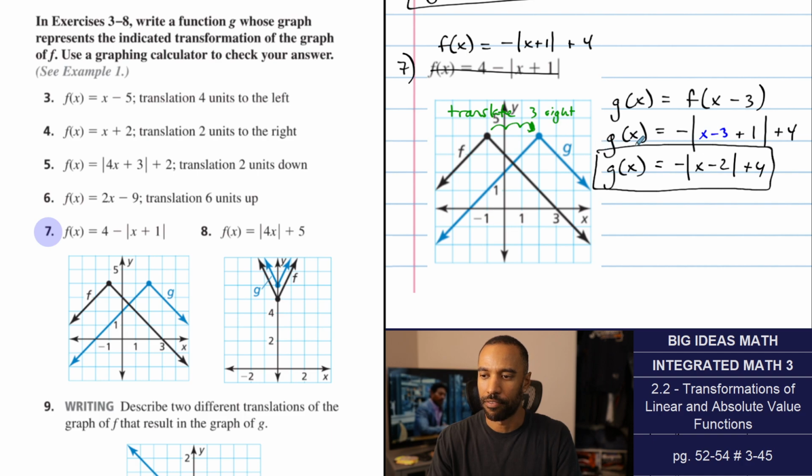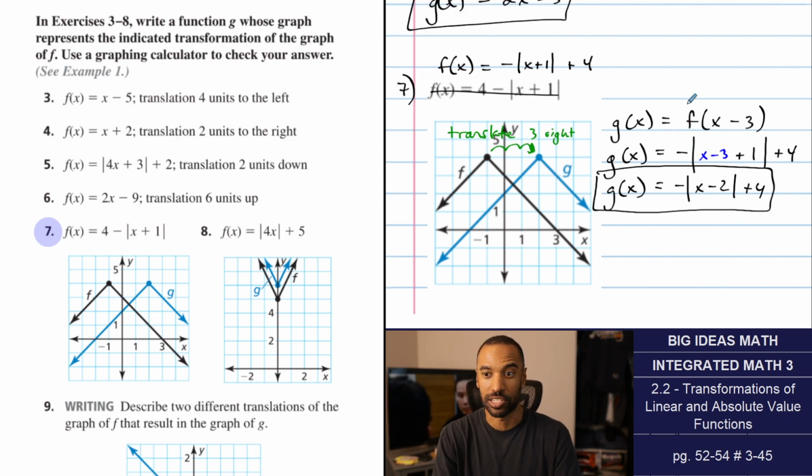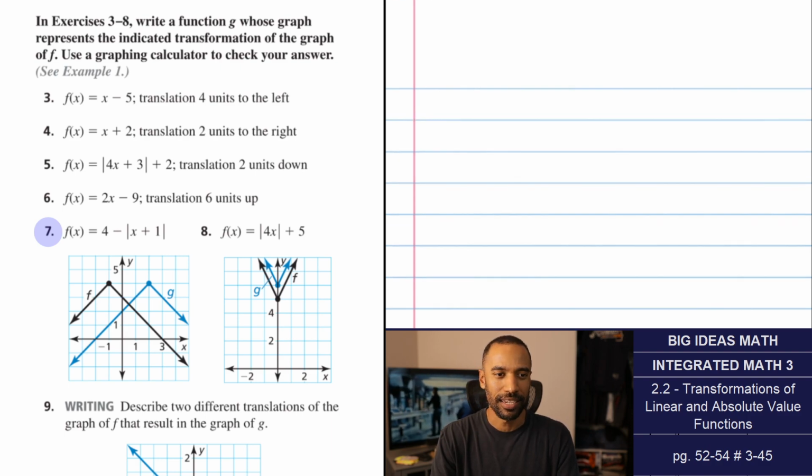There's a new graph. Now, if you know anything about vertex form, your vertex is at 2, 4, and that seems to agree. I guess that's another way you can do it, right? You just know the vertex form and say, hey, let me write it. And that would be it. All right, let's do number 8.